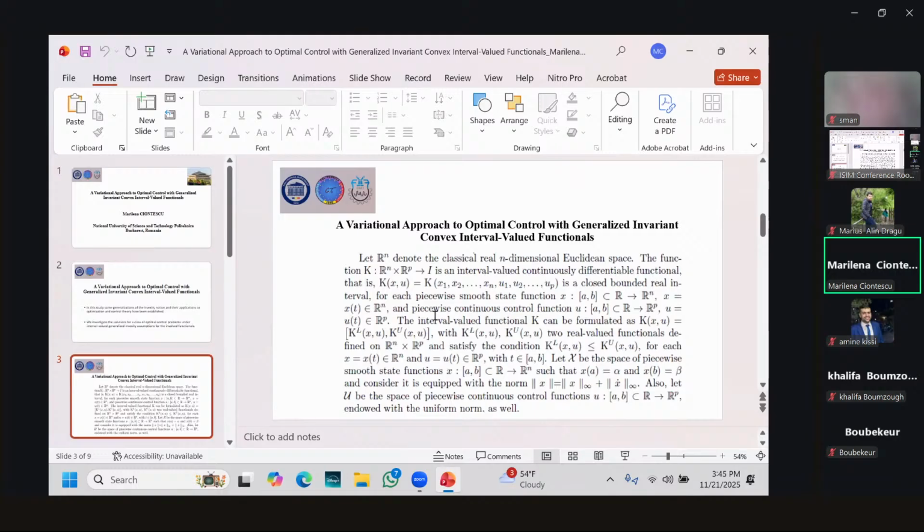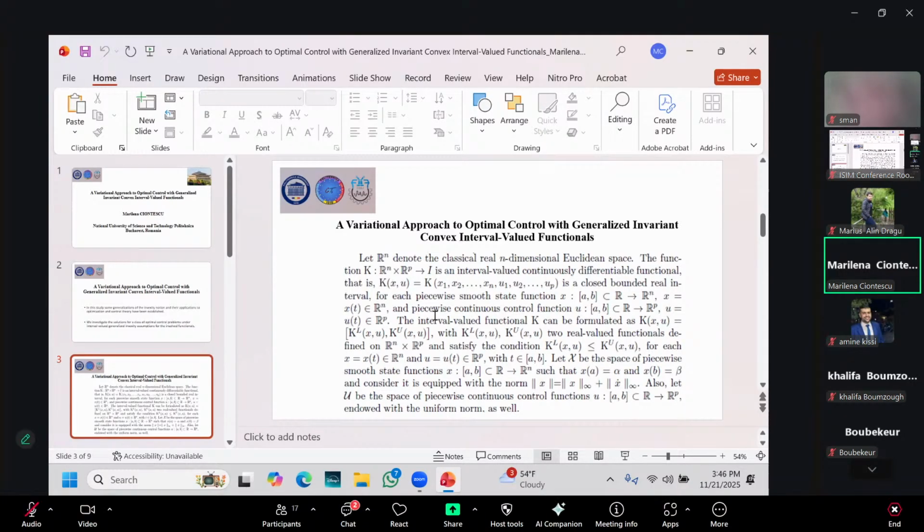What we have here is a functional K defined on the Cartesian product between Rn and Rp, with values in I, where I is the family of real bounded and closed intervals. And we have a smooth state function x defined on an interval [a, b] of the reals with values in Rn, and then a piecewise continuous control function u defined on the same interval but with values in Rp.